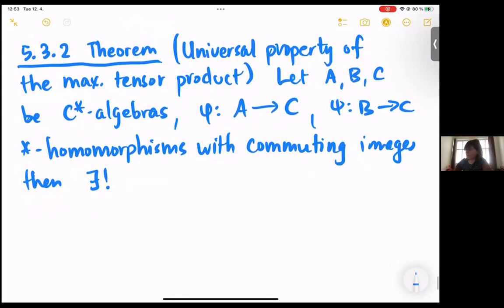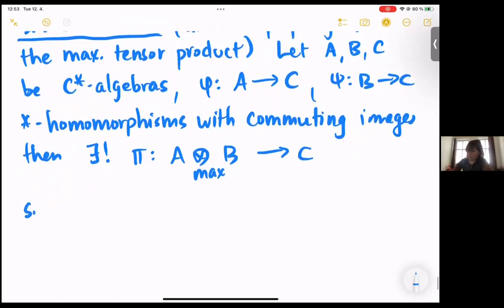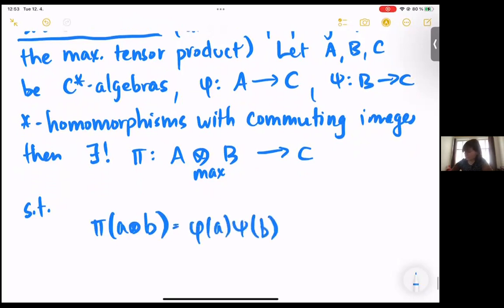Then we can always find a map from A tensor max B into C such that pi of A tensor B is phi A psi B.